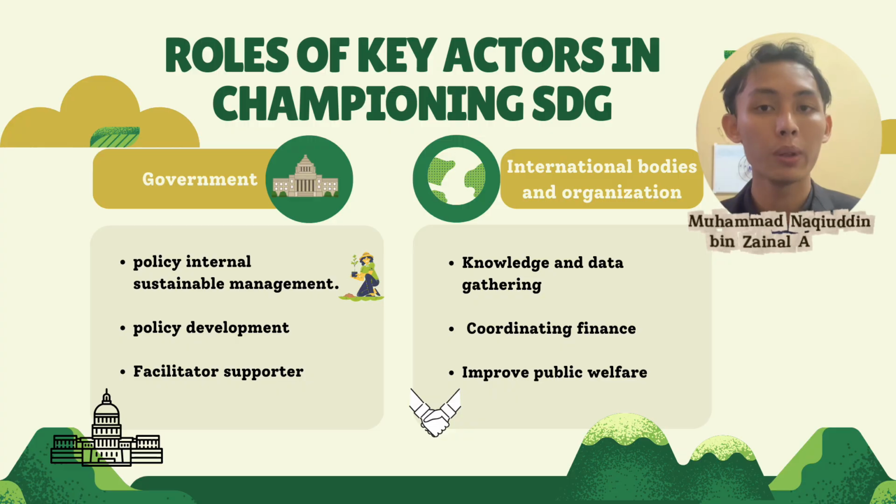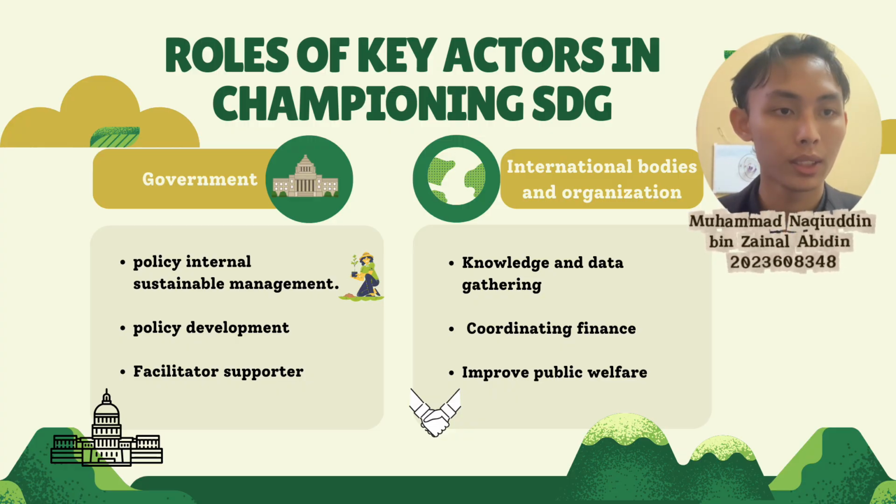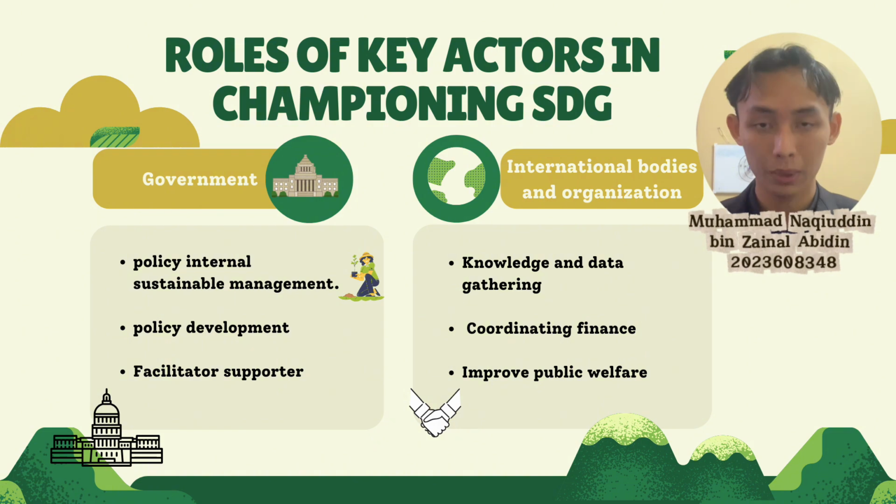Okay, now I'm going to present the role of key actors in championing the SDGs. The first key actor in championing the SDGs, as you can see from the slide, is government. What is government? Government's role is to set policy for sustainable development. We know that policy and laws come from government, so they have the power to exercise it for the sustainable development goals, according to the rules and law.